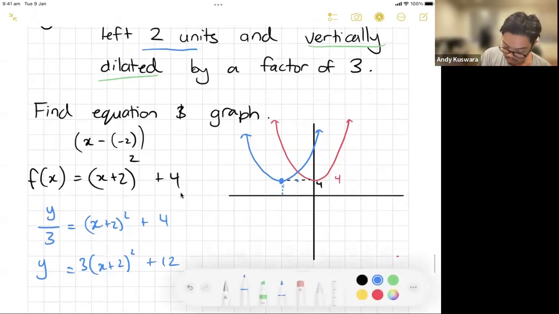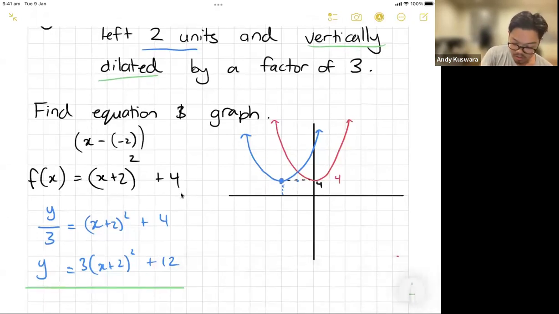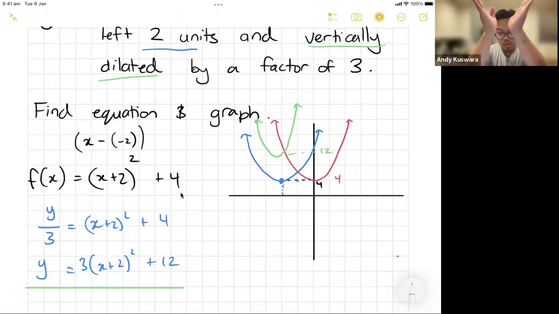So instead of 4, this now becomes 12. I'm not going to fit it on here, but let's say, for example, that's the final transformation. It'll be somewhere up here. It'll be a little bit skinnier. And then I'll say that that's at 12. Again, not to scale, but we can see that after these two transformations, it's moved to the left, and I've dilated it, which in this particular case means the whole thing's moved up. That becomes your new graph.